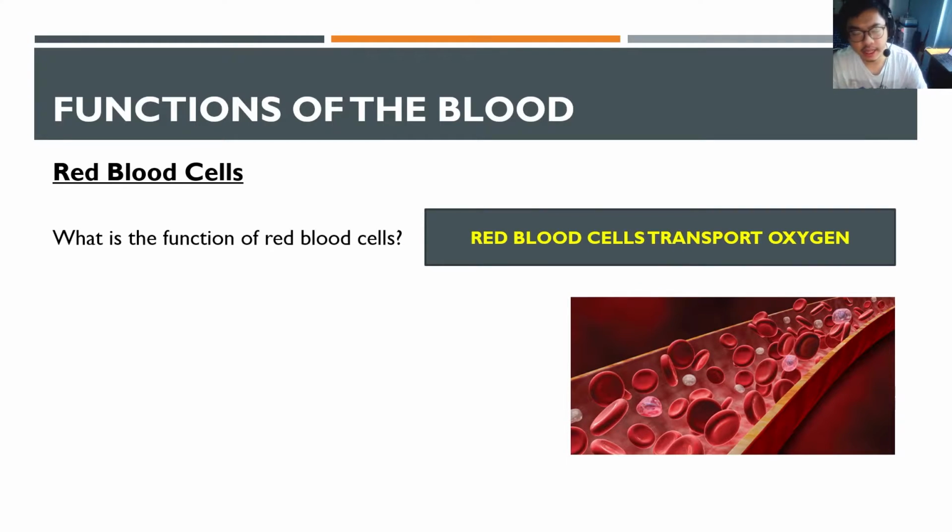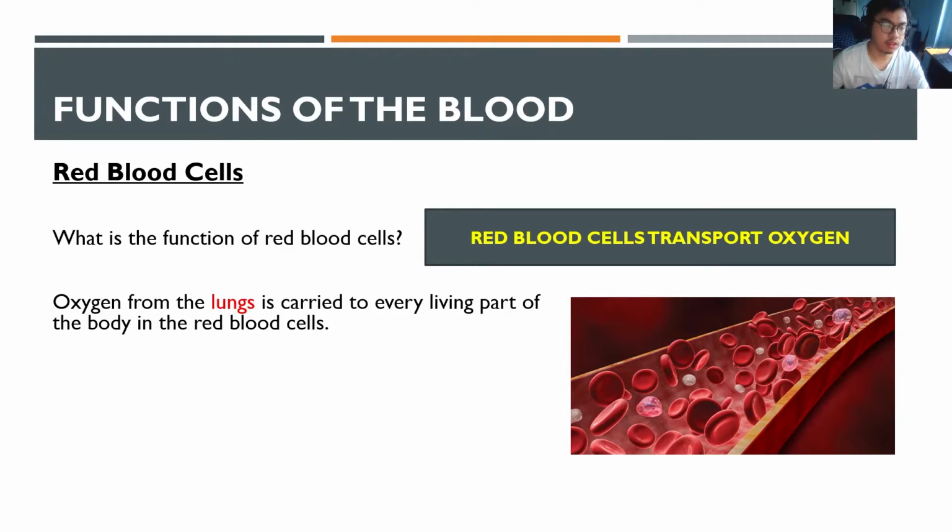So, first, red blood cell. What is their function? Red blood cell transports oxygen. So the oxygen from the lungs is carried to every part of the body in the red blood cell. So this is why this chapter is called transport in humans, because the red blood cell transports oxygen from the lungs to everywhere else in the body. So this is the cell that helps carry oxygen all around the body.